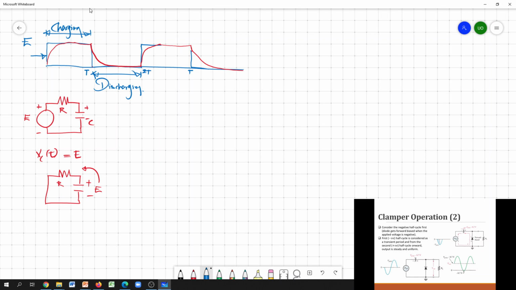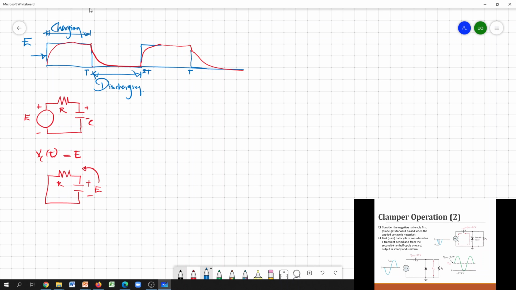Once you apply a voltage, it charges the capacitor. Once you remove it, whatever the stored energy at that point is simply released to the resistor. So this is the charging and discharging process of the capacitor.